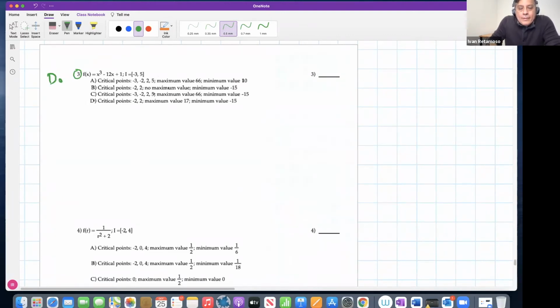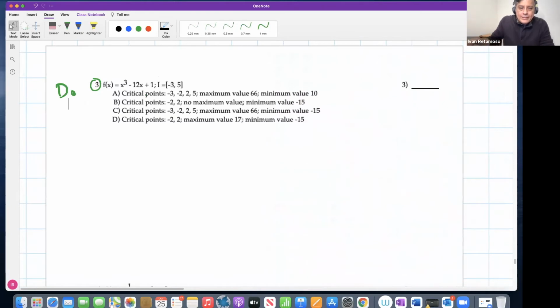Figure out what the maximum value and the minimum value are, together with the critical points. And remember, the endpoints are also considered critical points, right? Remember, we explained that. And the hint is to start by taking the derivative and setting it equal to 0.